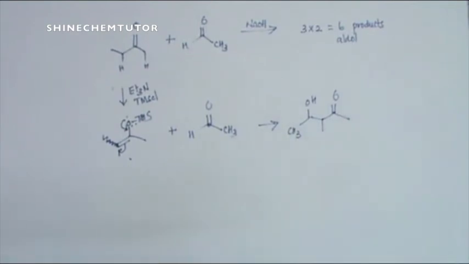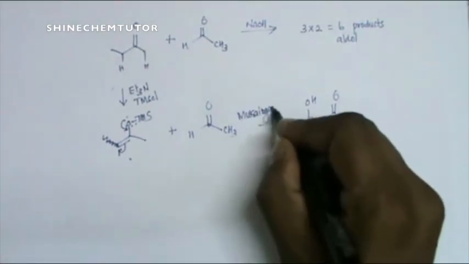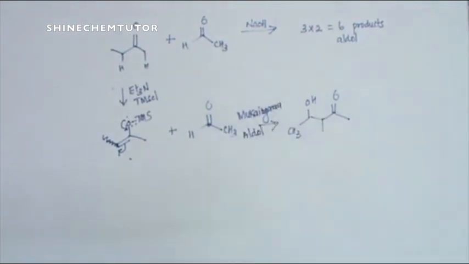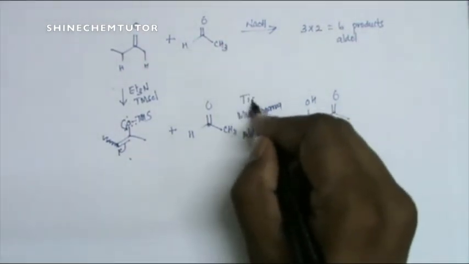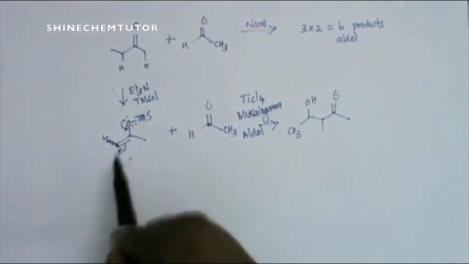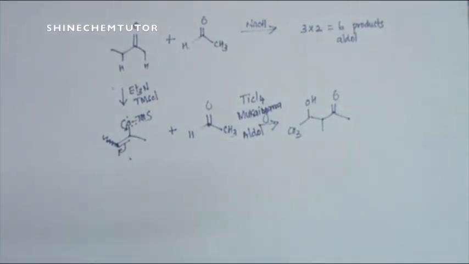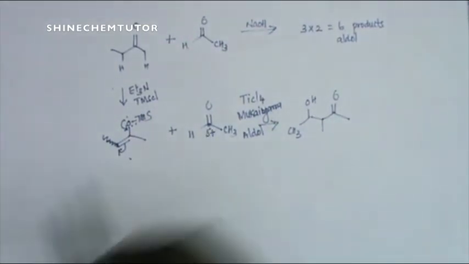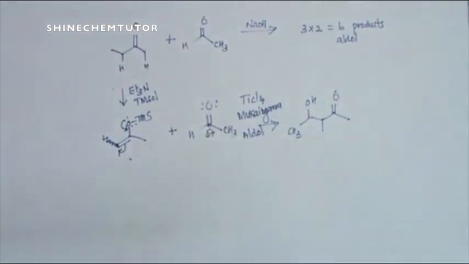This will be the product. It is known as Mukaiyama aldol reaction. Generally, it is carried out in the presence of titanium tetrachloride. The reason: the alkene is not that nucleophilic. So, we increase the electrophilicity of this carbonyl carbon by adding a Lewis acid.